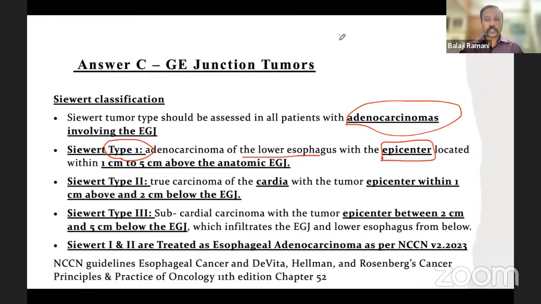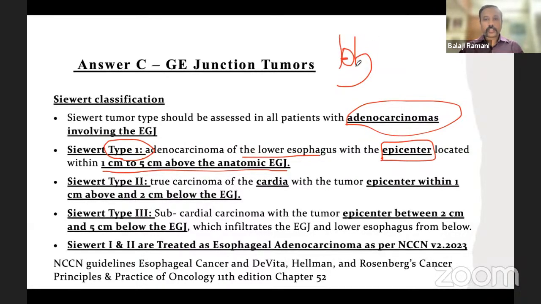Suppose there is a lesion sitting here, then you look at the epicenter, meaning the midpoint of the lesion. Now, where is the location of this midpoint? If this midpoint is located 1 to 5 centimeters above the anatomical OG junction, that is what you call a type 1 adenocarcinoma or Siewert type 1. In essence, this is an adenocarcinoma of the lower esophagus.